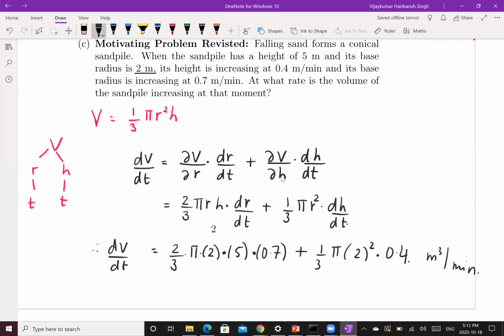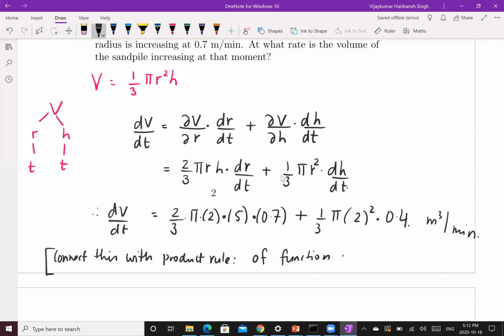Now connect this with the product rule of a function of one variable and see if they both match. Function of one variable. Okay, and then you can see that both of them will match as well. So this is the setup.